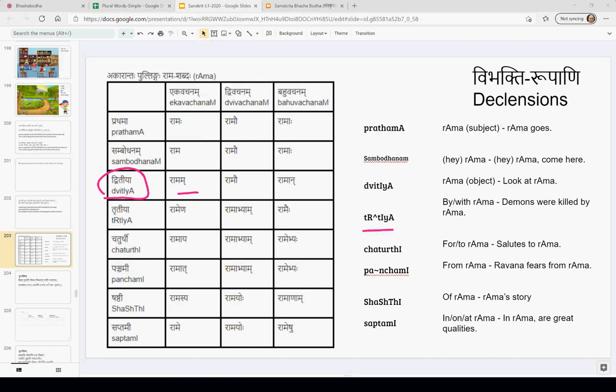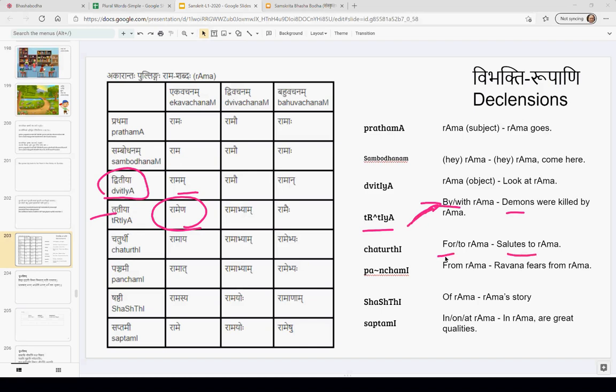Similarly, the third declension form is used in such roles when we convey the meaning like by. So something like demons were killed by Rama, or I ate food by, or using, or with the spoon. I ate the food with a spoon. So with a spoon, where with or by is used as a preposition in an English sentence, but in Sanskritam we use this declined form, which is the third declined form, to convey a similar meaning.